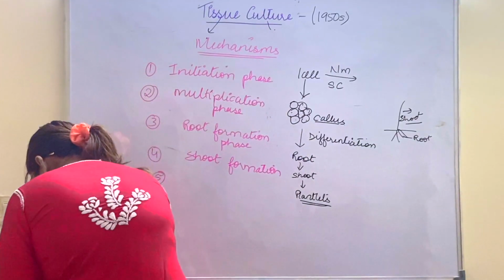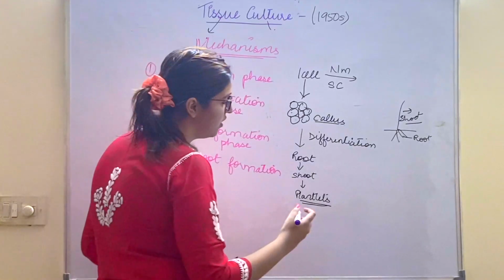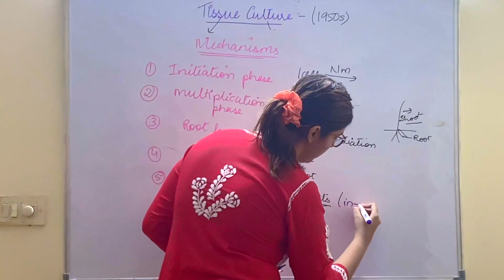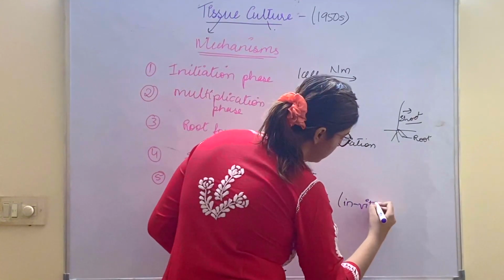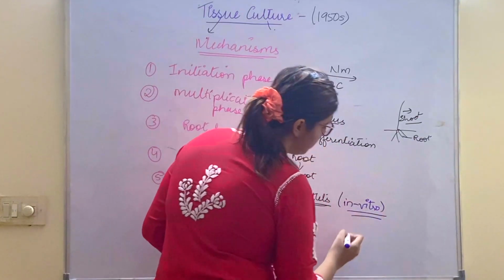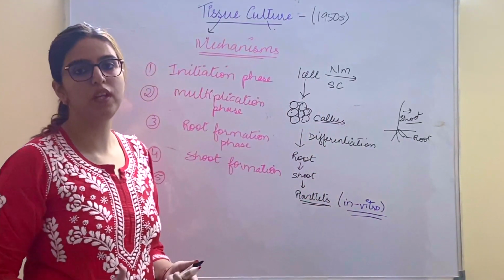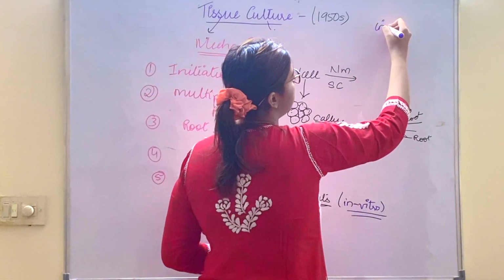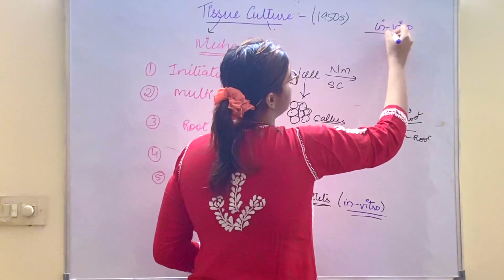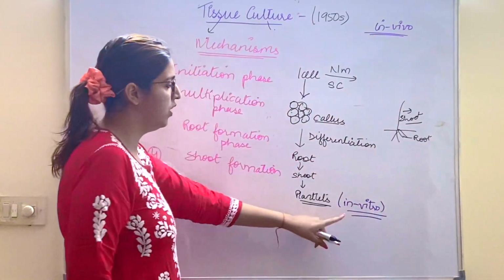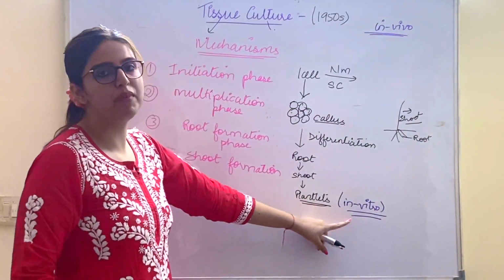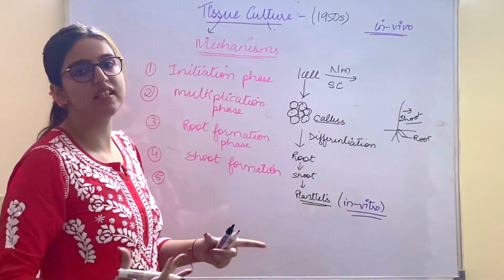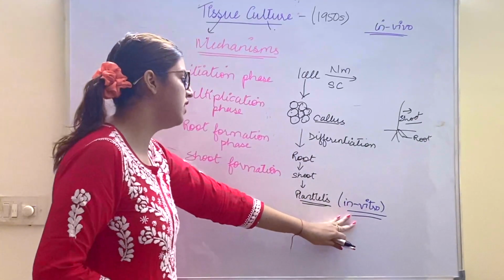In vitro means growing something outside the body. Okay? It's called in vitro. So what will growing something inside the body be called? It will be called in vivo. Okay? This is not in vivo. I'm writing it here. Don't confuse. It is not in vivo. This is in vitro. This is happening where? In a lab, in a test tube. Okay? So this is in vitro.